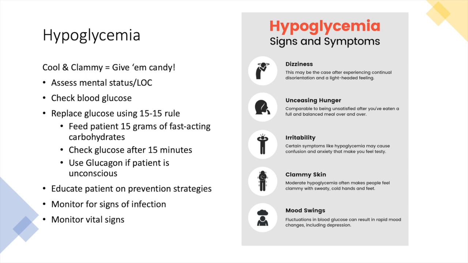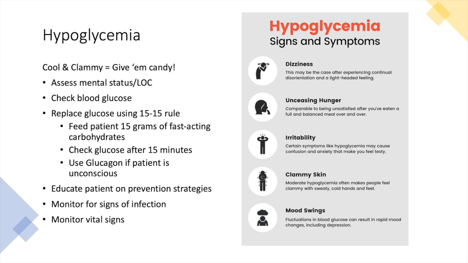And if it is indeed below 70 and they are hypoglycemic, then you're going to use the 15-15 rule. So you're going to feed them 15 grams of a fast-acting carb, usually a liquid like orange juice or cookies. You're going to wait about 15 more minutes, and then you're going to check the glucose again. And you're going to wait for that glucose to get above 70. So you may need to repeat the 15-15 rule: feeding that patient 15 grams of a fast-acting carb, waiting 15 minutes, and checking the glucose again.